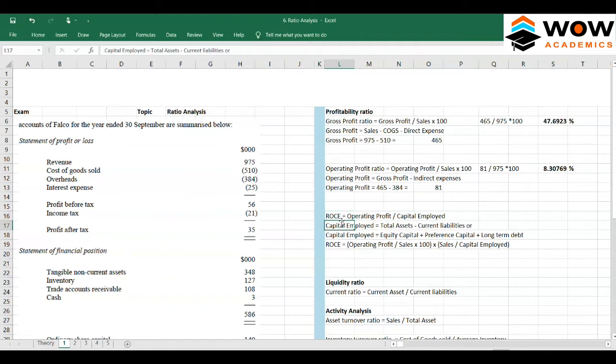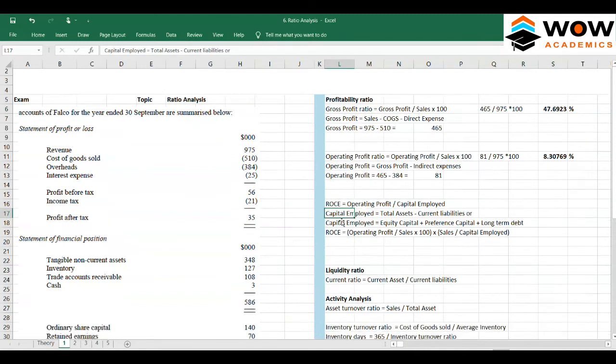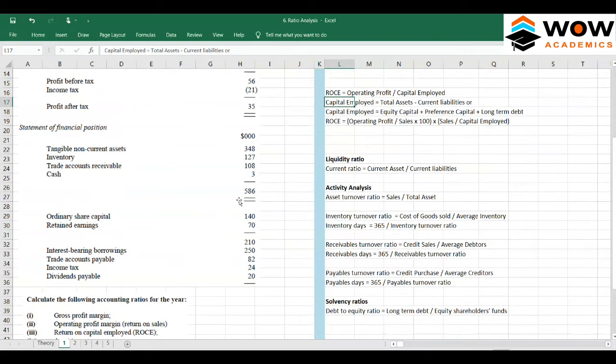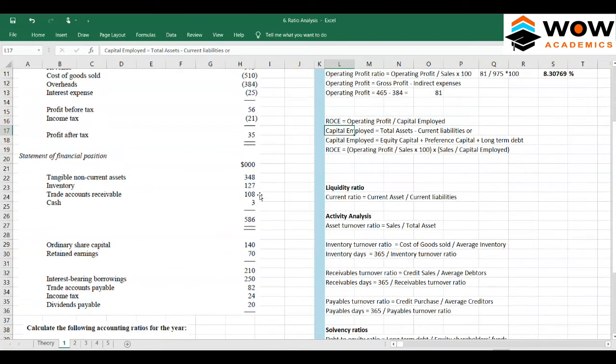But capital employed we have to find out. To find out capital employed, there are two ways. Find out the total assets, and the total assets here is 586 minus the current liabilities. Current liabilities are all these three items. How do we know that these are three items? See, it is tax, accounts payable, income tax is also a current liability, and also dividend payable is a current liability. Interest bearing borrowings is a long term liability. So you can compute in two ways. Both ways we will compute so that you will get the idea.